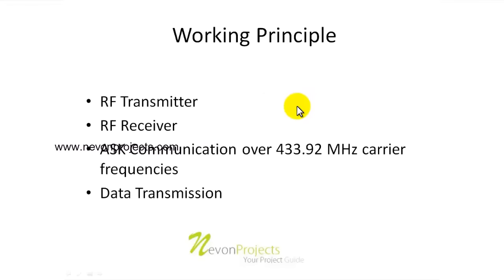So how does it work? As we have said, it has a transmitter and a receiver, both are different, and the technique that is used for wireless communication is ASK. That means amplitude shift keying. This is a modulation method that is used to modulate the data that we are creating.